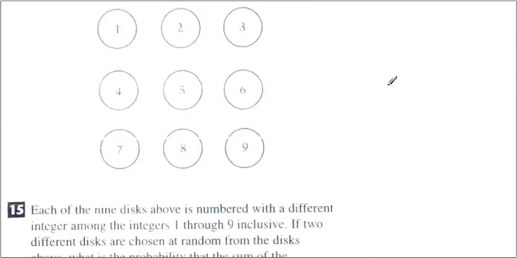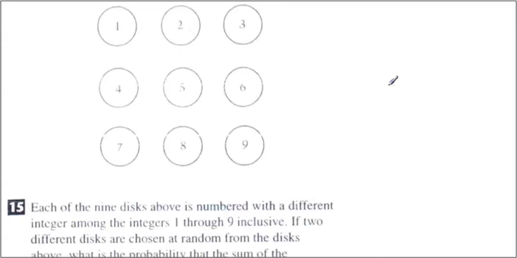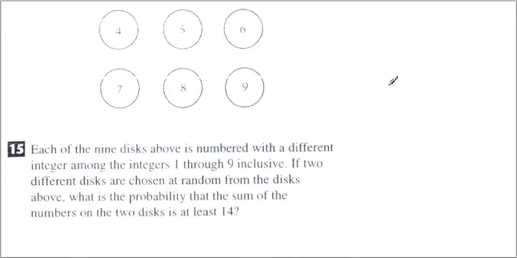Number 15. Each of the 9 discs above is numbered with a different integer, let's say numbers 1 through 9, inclusive. So 2 different discs are chosen at random from the discs above. What is the probability that the sum of the numbers on the 2 discs is at least 14? So now let's try to see what happens. The fact that we're going to choose two discs means 9C2.